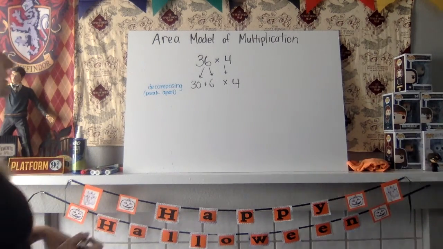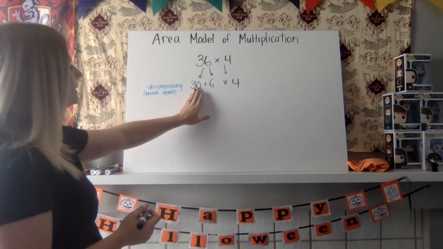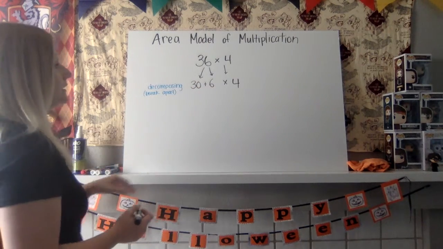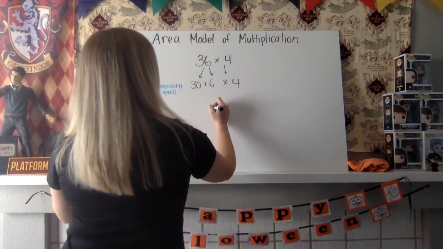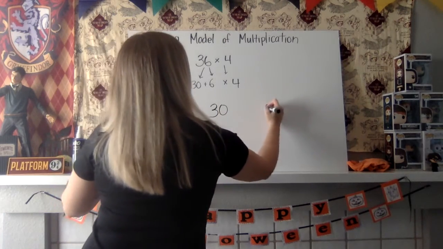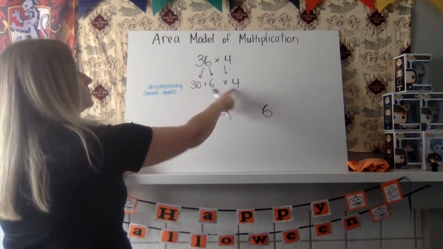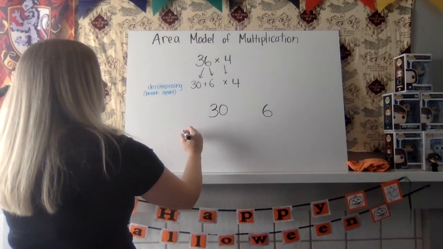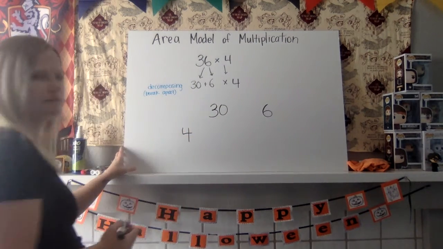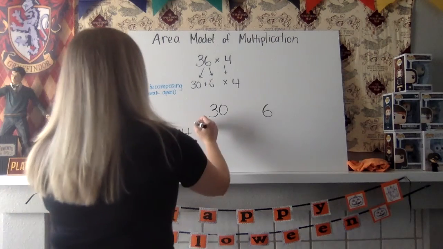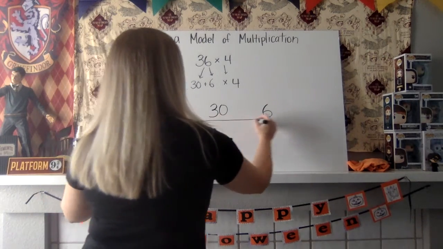So the first thing you're going to do is write 36 in an area model. So you'll write 30 right here, and you'll write 6 right there. The 4 is what we are multiplying 36 by, so you will write that on this side. Then you do your area model graphic organizer.